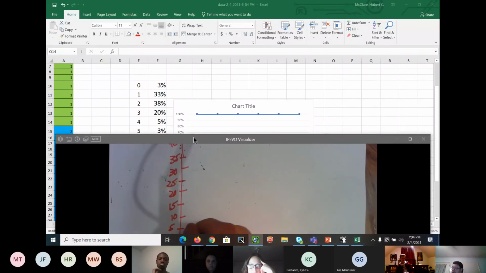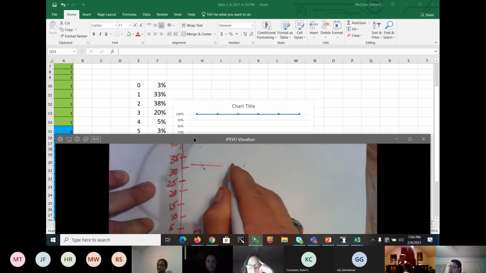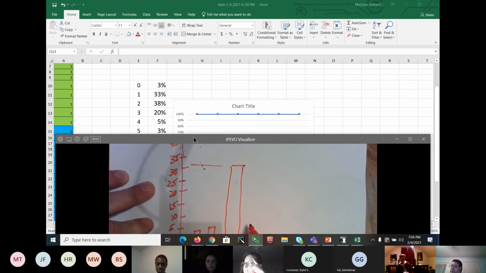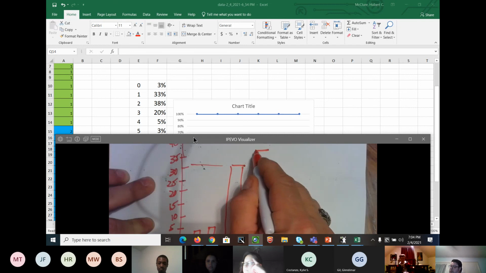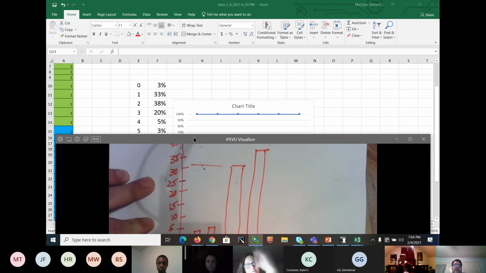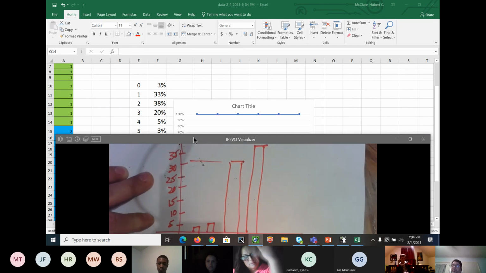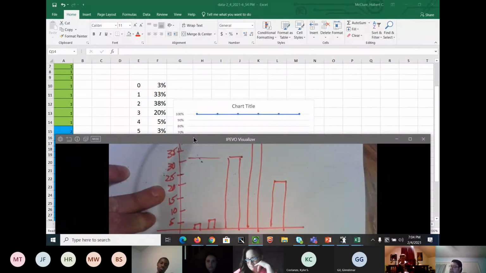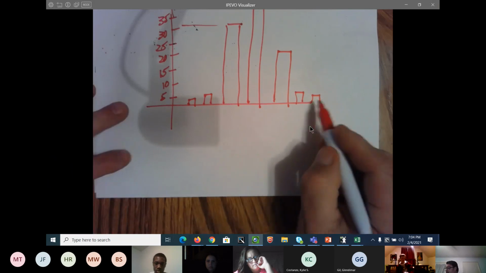3% is going to be right here. And then 5% is going to be right there. And then 33% is going to be right here. And then the next is 38%. That's going to be right here. And then the next is going to be 20%. 20% is going to be right about there. And 5% and 3%. So that's what it looks like.